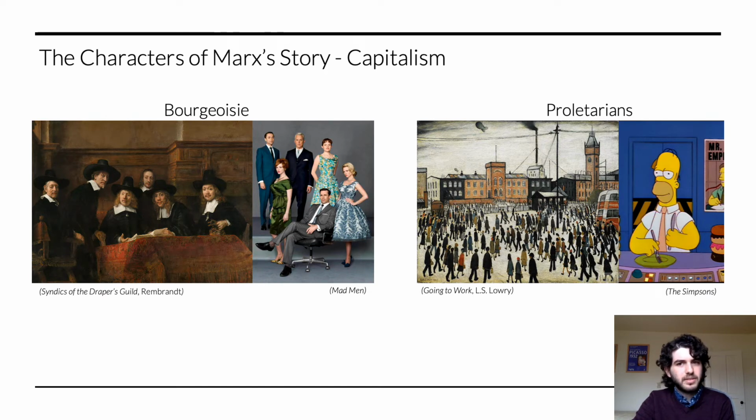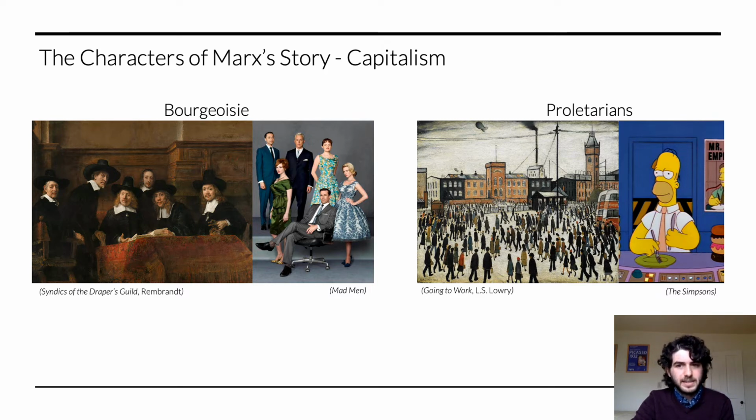Under capitalism, things are a bit different. On the one hand, we have the bourgeoisie, depicted here by Rembrandt in the 17th century and by Mad Men in the 20th. The word bourgeoisie comes from the word bourg, meaning town. Think of the suffix of Hamburg or Pittsburgh. Whereas peasants and lords were rural classes, the bourgeoisie was an urban class, often merchants. They were comprised of shopkeepers, bankers, and manufacturers who lived in towns.